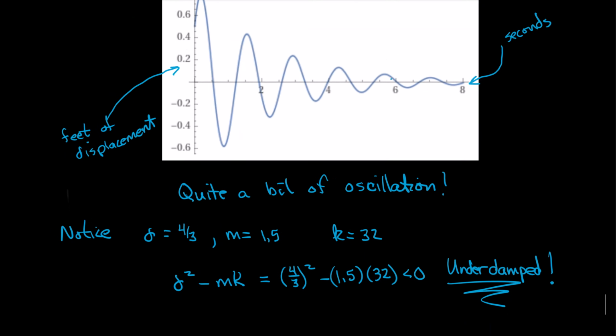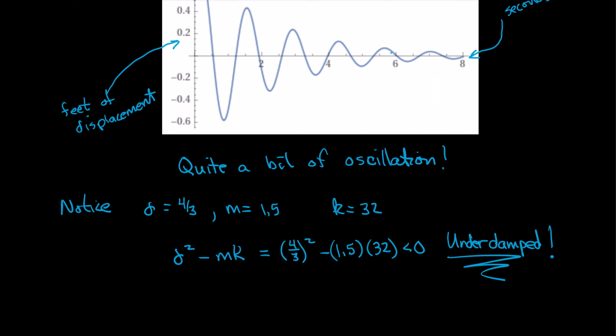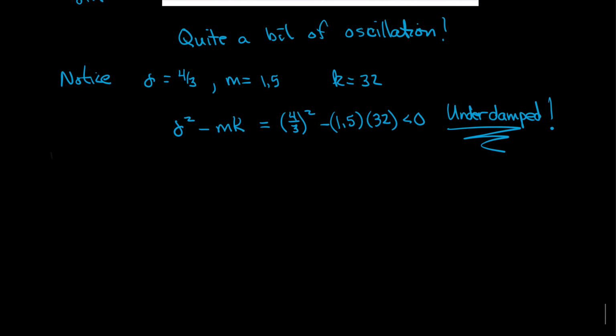Okay. If you want, you can go ahead and compute the gamma squared minus mk using the 4/3 for gamma, the 1.5 for m, and the 32 for k. And you'll see that this works out to be negative, which truly does mean the system is underdamped, hence all the oscillation you're seeing in the system.